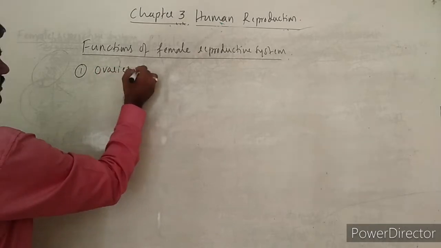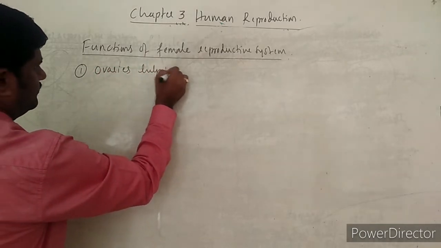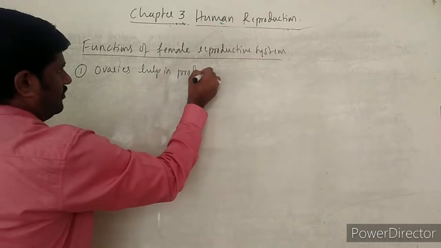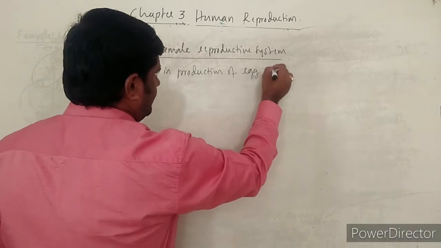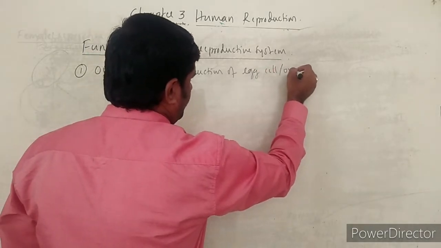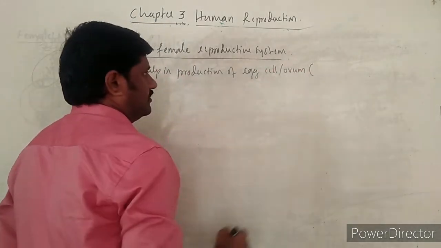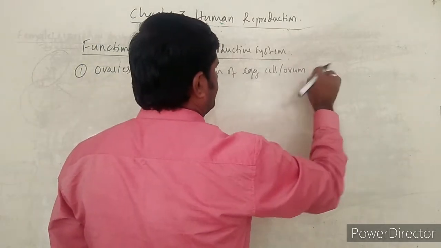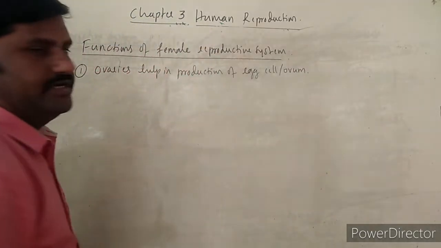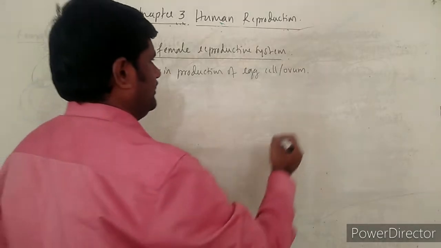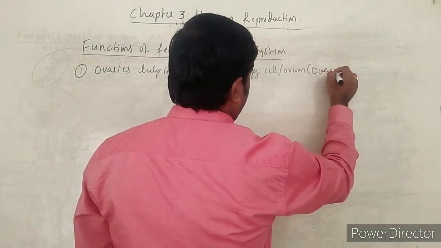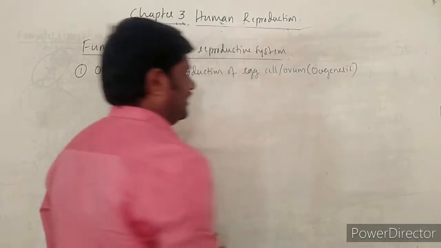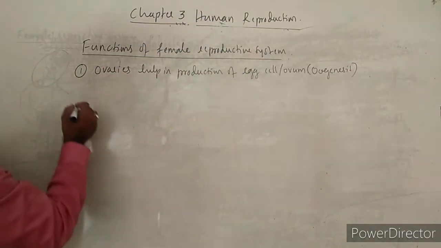Ovaries help in production of egg cell or ovum, right? Ovum formation during oogenesis, that is how the process is known, oogenesis, right? That takes place over here.